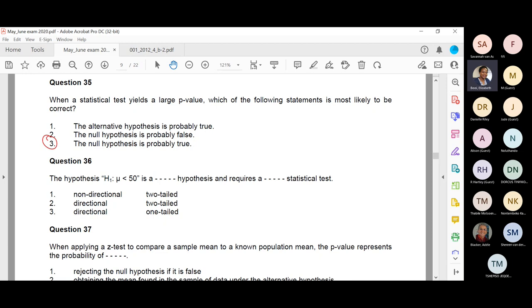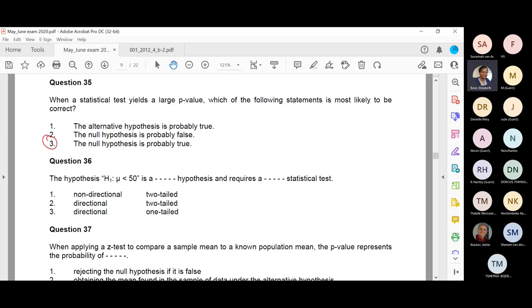If it was small, you would be rejecting the null hypothesis and probably you would choose number two because your null hypothesis will be false. Never refer to your alternative hypothesis statement when you're making a conclusion. You always use your null hypothesis for making decisions. We use the alternative when we're doing the calculation, but when we are concluding, we refer only back to the null hypothesis.